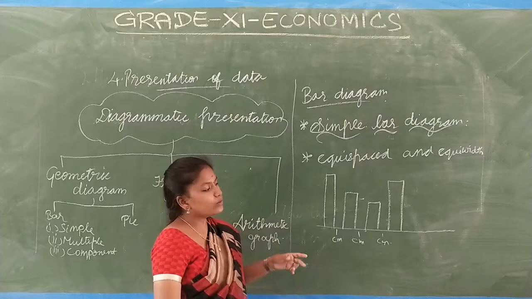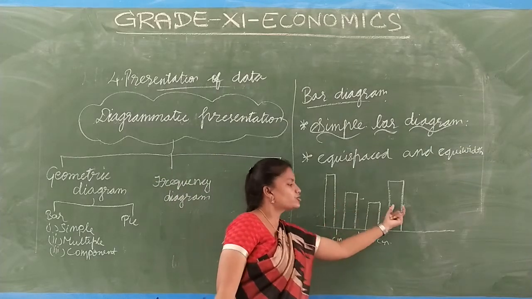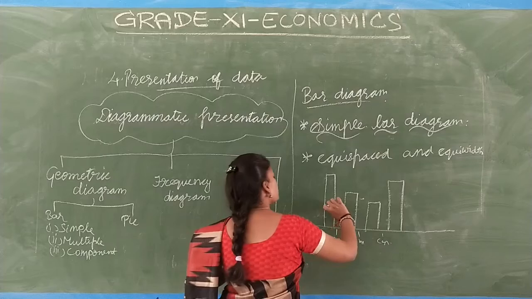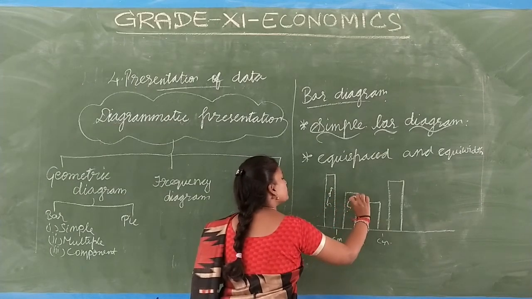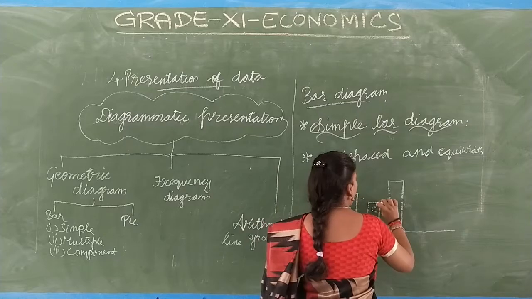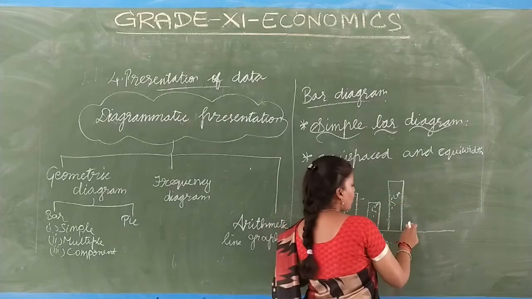And what do you mean by equiwidth? The width given here should also be the same. So here it has gone from 0.5 centimeter, which means this should also be 0.5, this should also be 0.5, this should also be 0.5. You cannot draw like this.